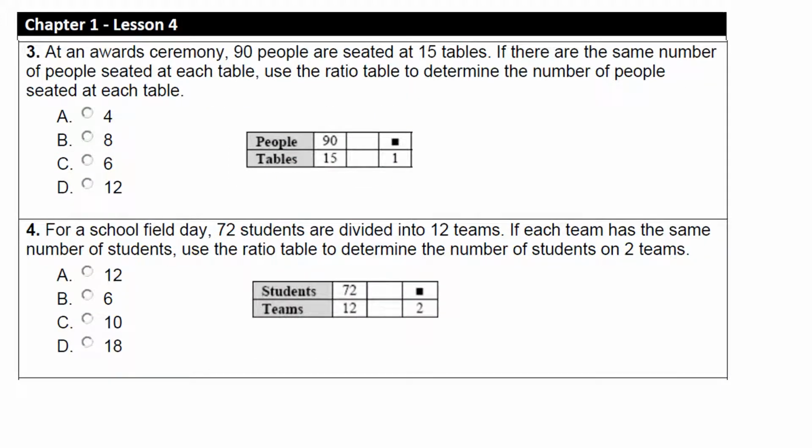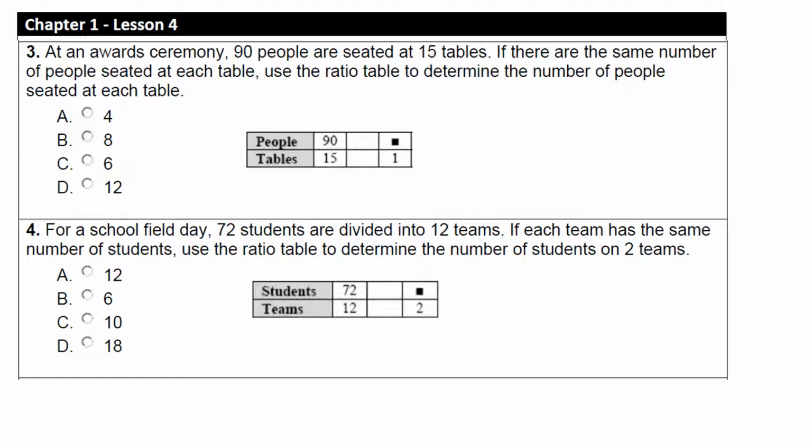Question number 3. At an award ceremony, 90 people are seated at 15 tables. There are the same number of people seated at each table. Use the ratio table to determine the number of people seated at each table. All right. Now, these are pretty big numbers. And when I see 90 and 15, I want to reduce that because obviously I need to get to 1. But these are fairly large numbers to work with.